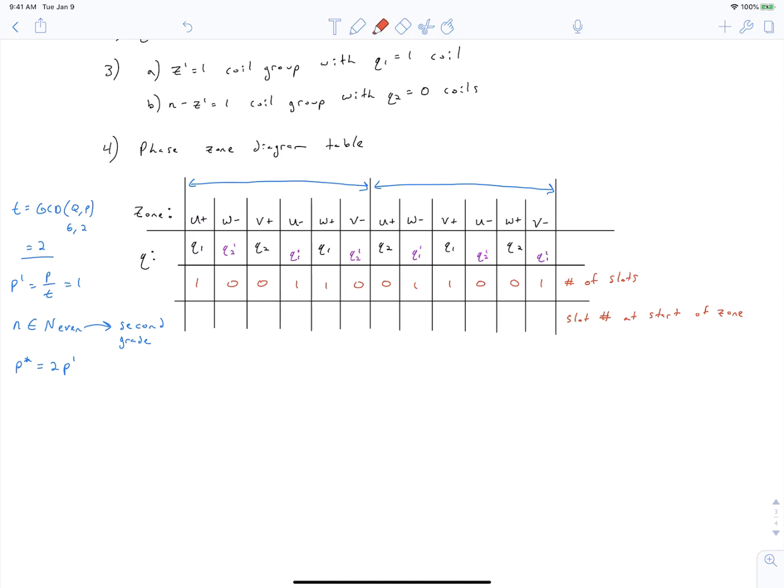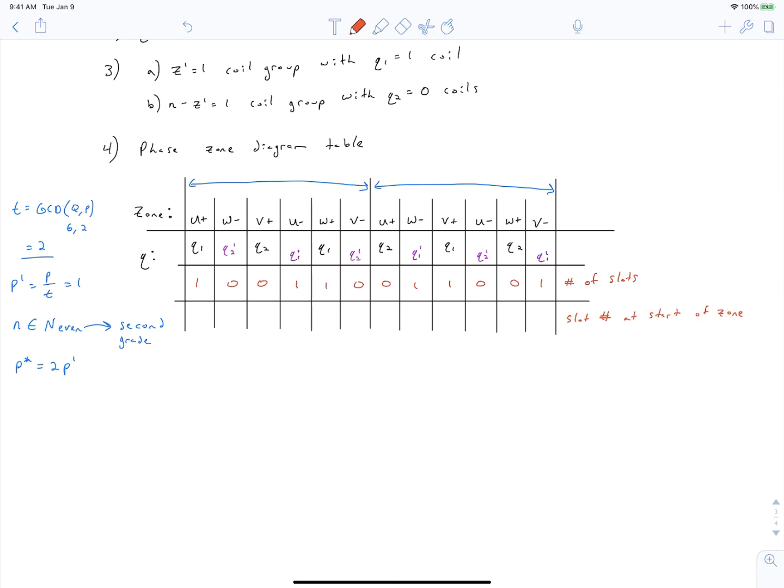And then so on and so forth. We have 1 slot in each of the next 2 phase zones, no slots for a while, so these get shifted over, 1 slot in each of the next phase zones, and so on and so forth. And so what's helpful when we want to actually lay the winding out is to keep track of the slot number at the start of each zone.